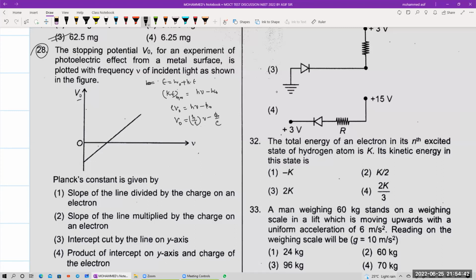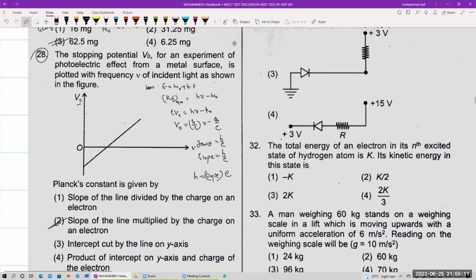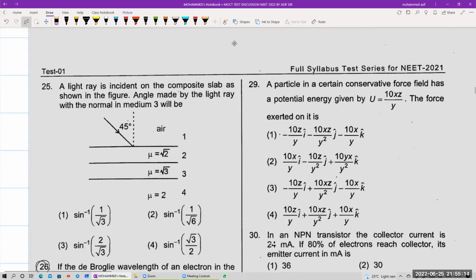So here h by e will represent what, beta? The slope. Therefore h value will be equal to how much for me? Tan theta will be equal to h by e. That means the slope is equal to h by e. So h value will be equal to slope into e, isn't it? So what will be the answer? Slope of the line divided by the charge on electron? Slope of the line multiplied by the charge? Yes, the second option. Slope is multiplied with the charge of the electron. Done.